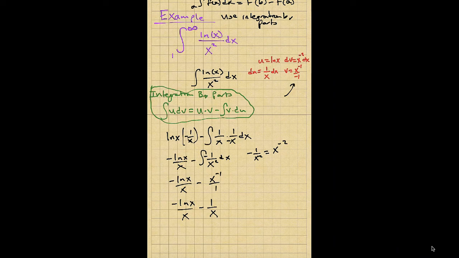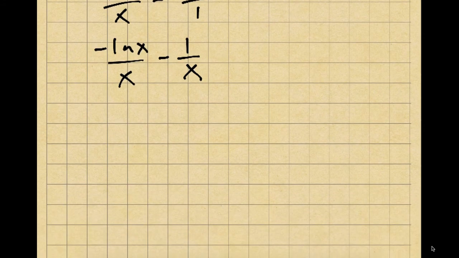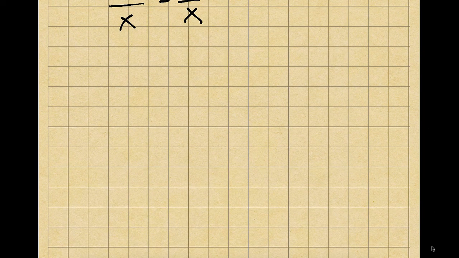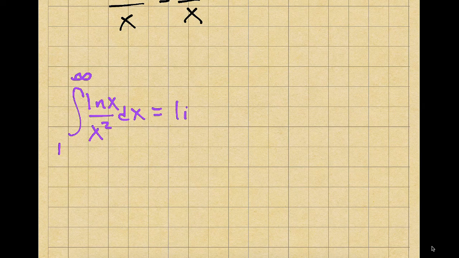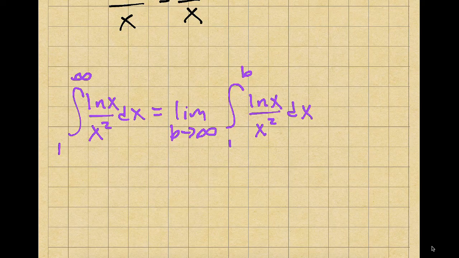So here's the deal though. If you were going to rewrite this, this is the notation that you'd want to use. You'd want to say, okay, the integral from 1 to infinity of the natural log of x divided by x squared dx is equal to the limit as b goes to infinity (we're going to choose a value b, since it's on the top) of the integral from 1 to b of the natural log of x divided by x squared dx. Those are the same thing.